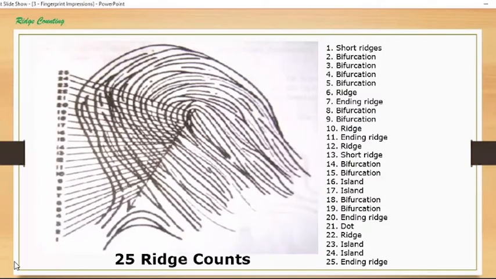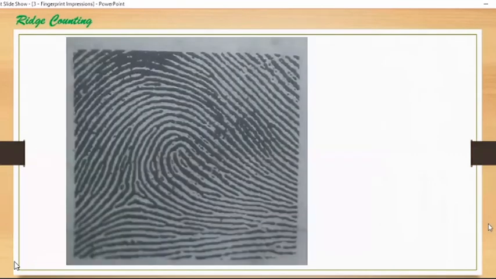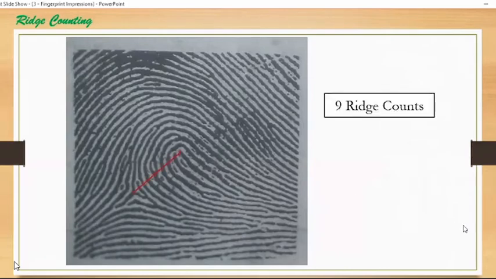So, kukunin niyo yung delta, kukunin niyo yung core, lalagyan niyo ng imaginary line, lahat ng madaanan ng inyong imaginary line, bibilangin niyo, kaya siya naging 25. Diba? Subukan natin magbilang. Ito ang kanyang delta, ito ang kanyang core. Lagyan natin ng straight line. Yan. Meron siyang 9 ridges.